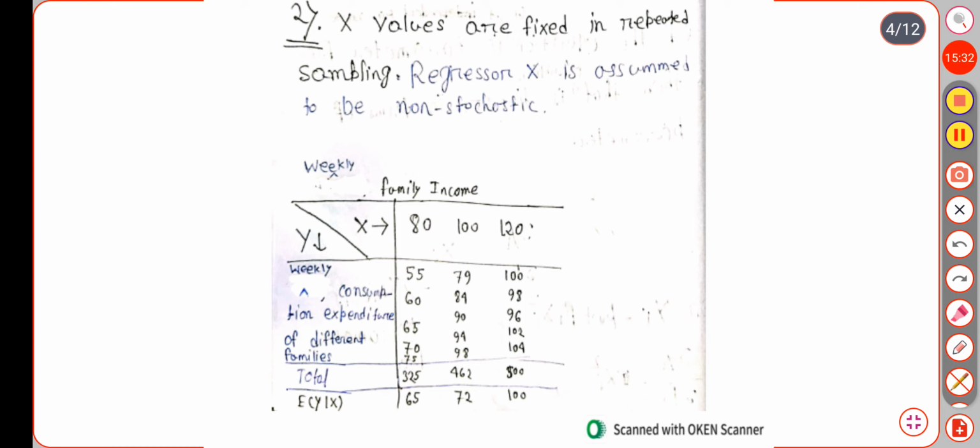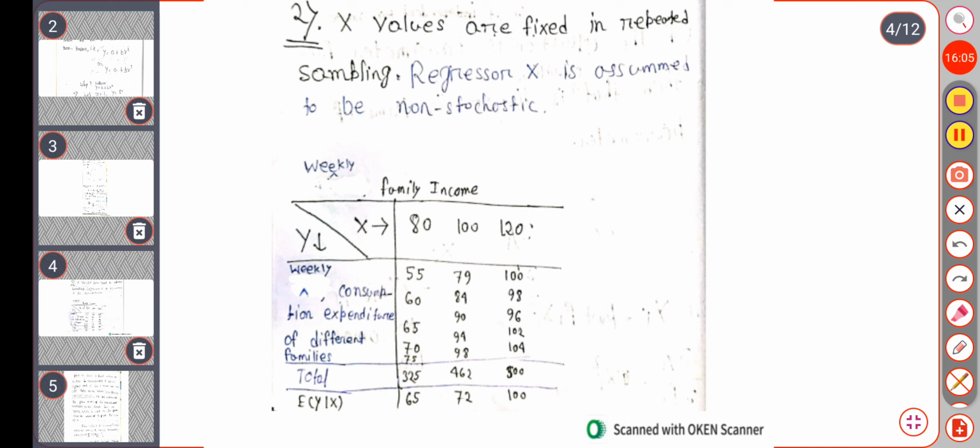So that's why we can say that this expectation of y, or this mean of y, depends upon x. It depends upon the condition of x. That's why we call it expectation of y given x, or we can also name it conditional expectation. Similarly, for the second group it is also a conditional expectation, that is 72. For the third group, it is also a conditional expectation, that is 100. Right? So that is the second assumption, that x values are fixed in repeated sampling.